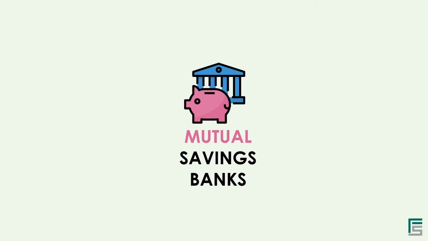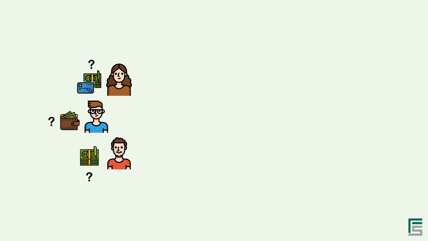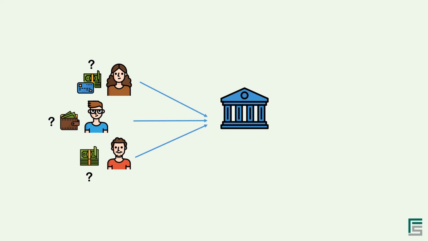Number 2. Mutual savings. The other type of bank is the mutual savings bank. Here, imagine three people, Mashiat, Sharzil, and Ishmam. They all say that they have some money, but they're too busy to invest it on their own. So they open up an account in a mutual savings bank. That will be known as their mutual savings account.